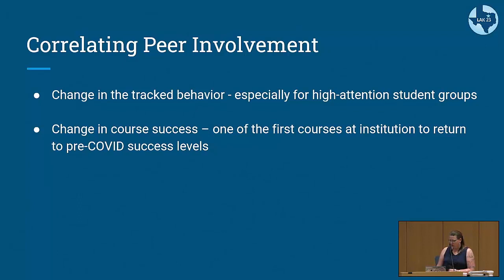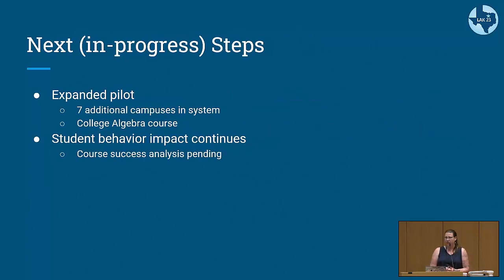And because of that, we were able to move on to our current in-progress steps, which involved expanding this work to 7 additional campuses inside the Kentucky system and looking at the college algebra course, which as a subject has long been a focus of learning analytics and other research because of the difficulty and the gatekeeper status it has. We are seeing the student behavior impact continue as we move on with this project, and looking forward to doing an analysis of the course success rates.